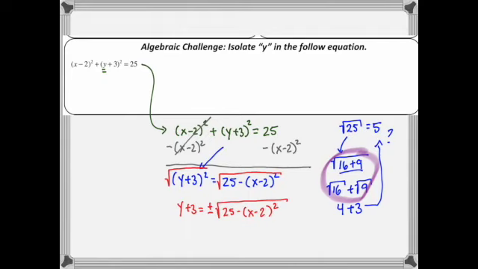So from here, we're just about to finish this thing up. We have the plus or minus sign, which we know we have to do when we take the square root of each side. And so we're going to get y equals, I'm just going to subtract 3 and put the 3 back here. And so I get y equals plus or minus the square root of 25 minus (x minus 2) squared, minus 3. And that would be y all isolated out, okay?